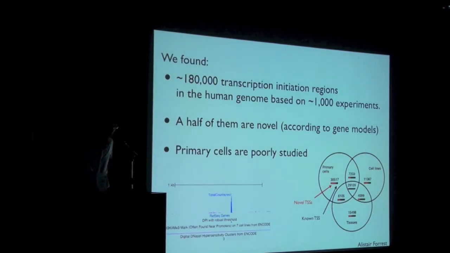In the end, to make it short, we found almost 180,000 transcription initiation sites based on CAGE. We found that half of them are from normal, primary cells, the real state of our body. This Venn diagram represents primary cells, cell lines, and tissues, and the red part is normal. Known TSS are already recorded, but the majority of those in primary cells have not been discovered so far.